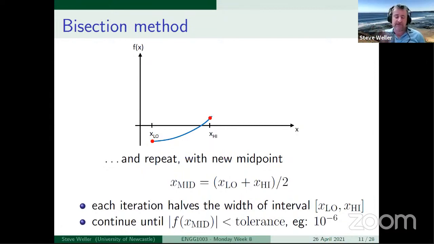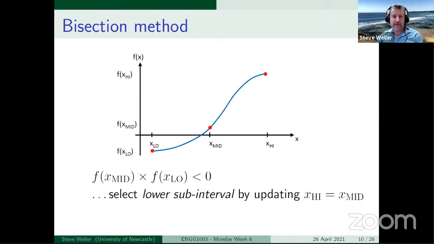There's different ways of deciding when to stop this algorithm, and it has to be stopped because otherwise it'll just keep on iterating forever. The stopping criterion that I've chosen here is that the absolute value of f of x mid is less than some tolerance. So we keep going until the function value evaluated at what we think is the crossing point is really close to 0. Let's say 10 to the minus 6.